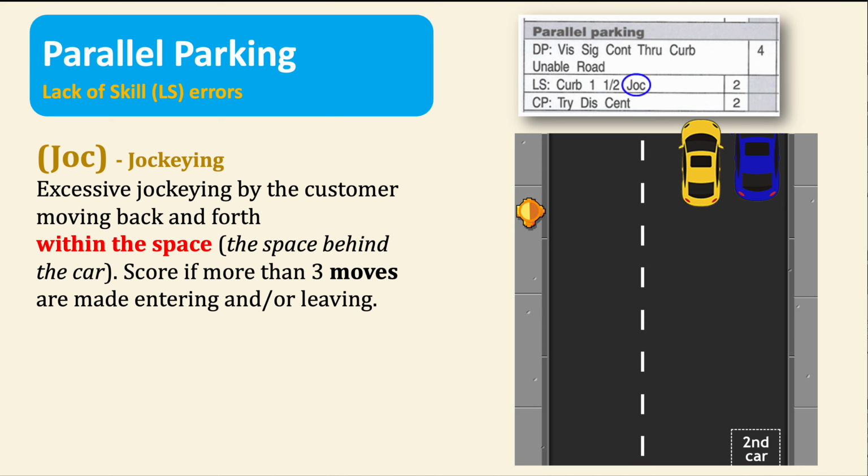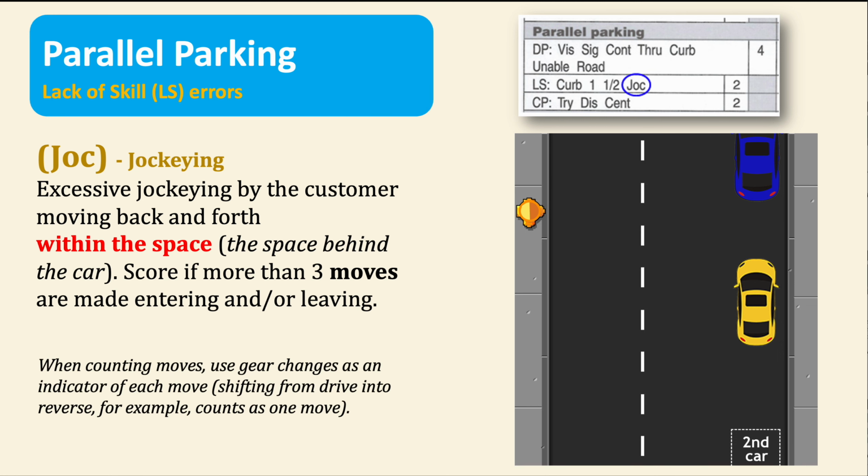So you score this if more than 3 moves are made entering or leaving. That looks like a reverse, forward, forward again, which is going to be the 4th move. You would score jockeying at this point. So when counting your moves, use gear changes as an indicator of each move. Shifting from drive to reverse counts as 1 move.